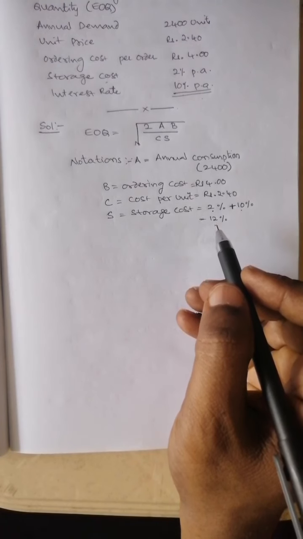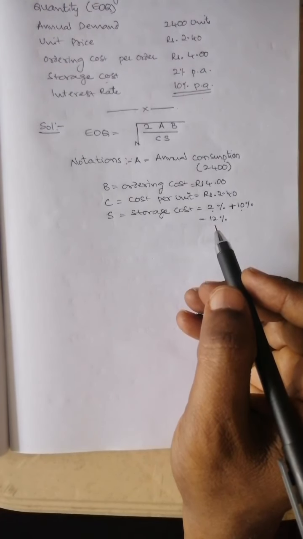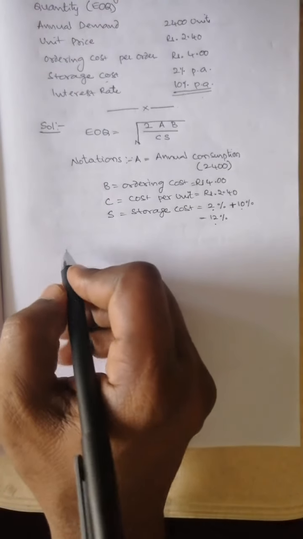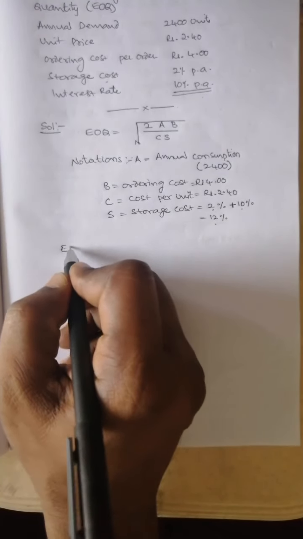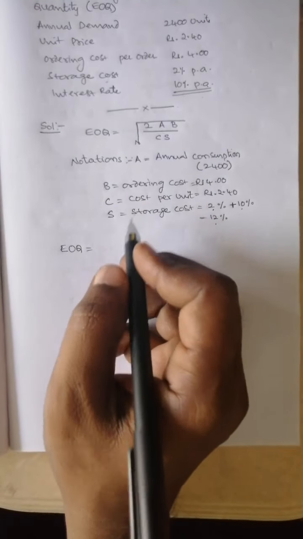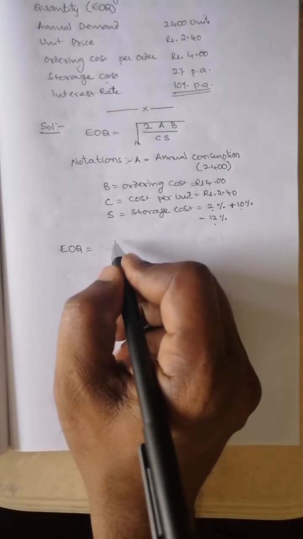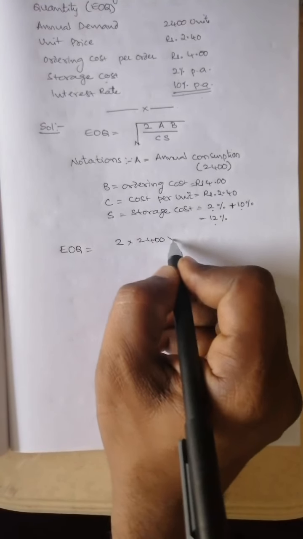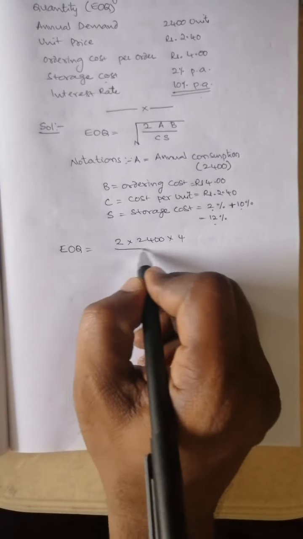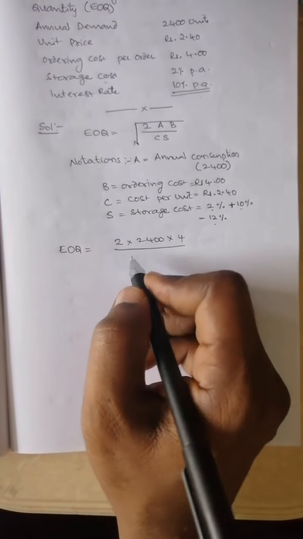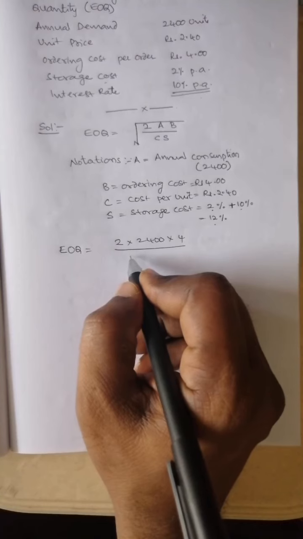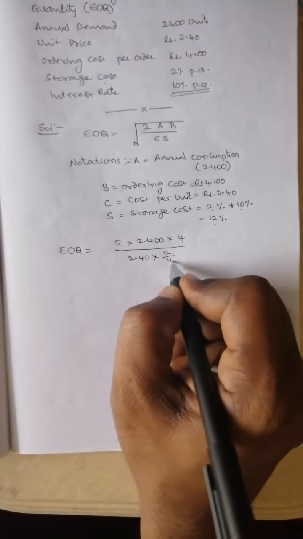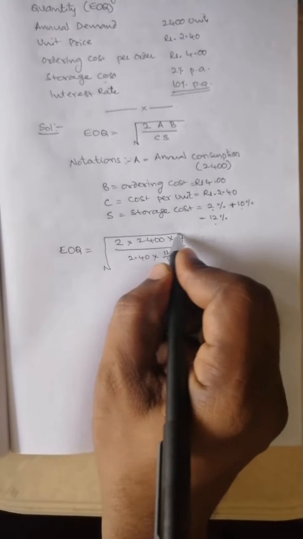With the assumption that you understood this, let me start with the computation part. EOQ is equal to, substitute all the values in the equation. EOQ is equal to the square root of 2 into A, which is 2400, into B, which is 4 rupees, divided by C into S, where C is 2 rupees 40 paise into 12 by 100, under root.